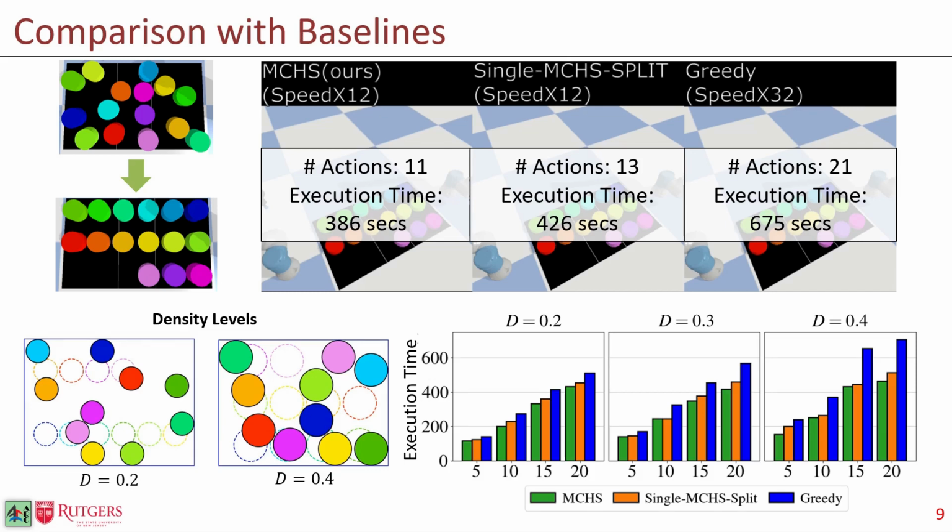We note that single MCHS split already performs quite well in a dense environment. The execution time gap comes from coordination failures. For example, an arm idles for a few action steps, waiting for a handoff or object clearance. Comparing with the greedy method, our method saves more execution time as the density level increases.